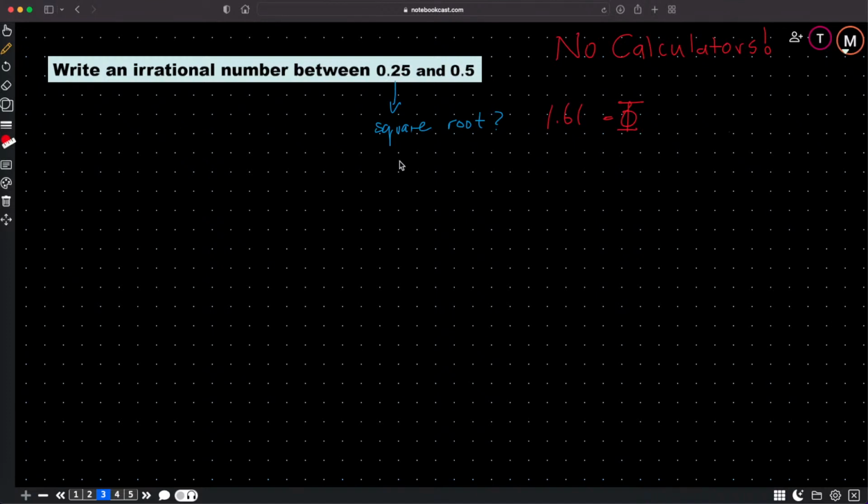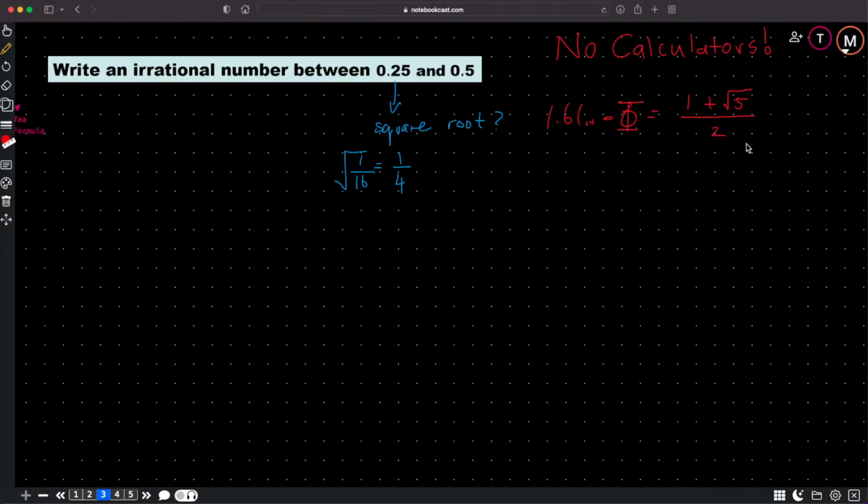So 0.25 is a quarter. I prefer to work in fractions. I just find that a little bit simpler. So if we wanted a square root equal to a quarter, we actually talked about this before. Think about what is the square root of something equal to 1? That would be 1. What is the square root of something equal to 4? The square root of 16 is equal to 4.